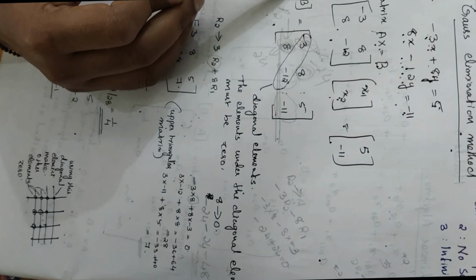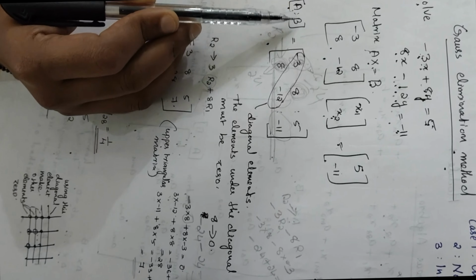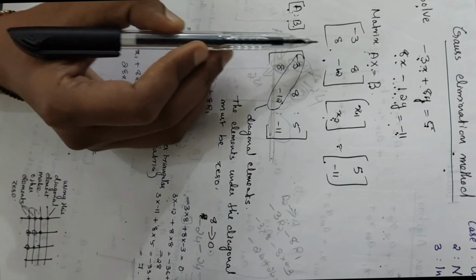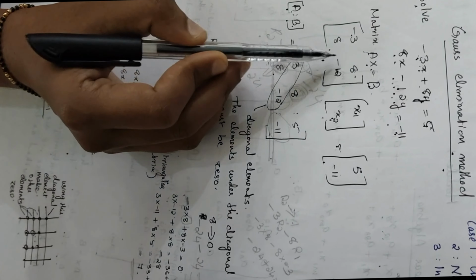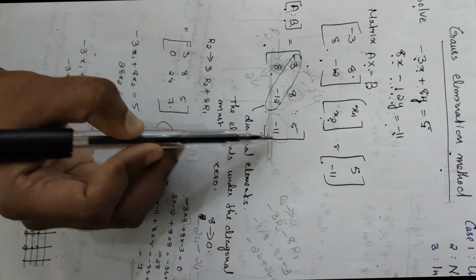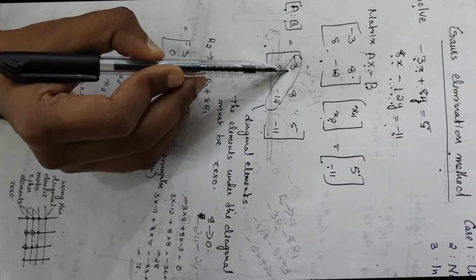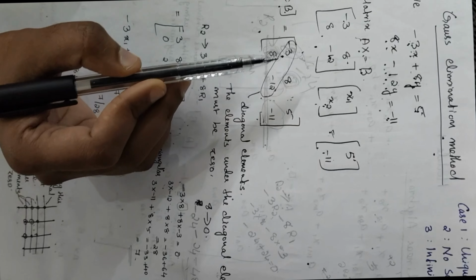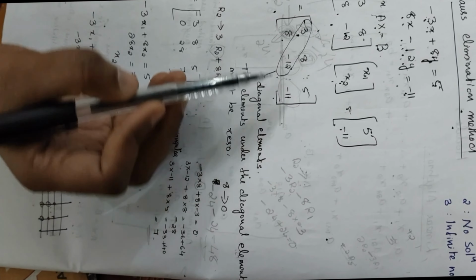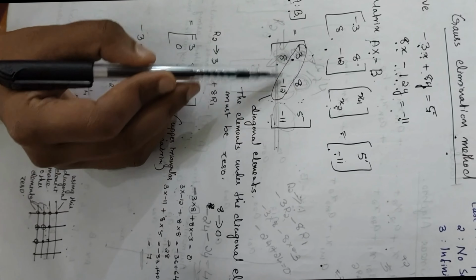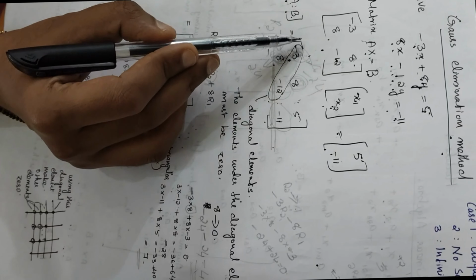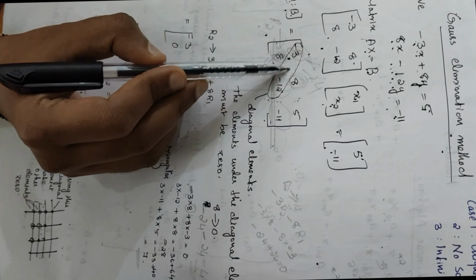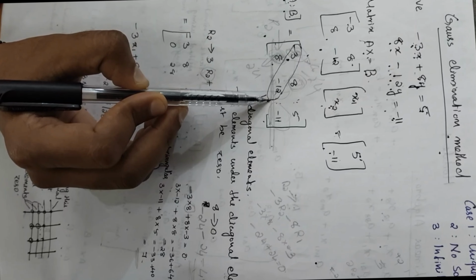Then we have to write the augmented matrix, which is AB. In the augmented matrix, the matrix is the same as A, then the last column will be the B matrix. So this is our augmented matrix. Next we have to convert it into row reduced form. To do that, we first have to know the diagonal elements. These are the diagonal elements of the matrix.